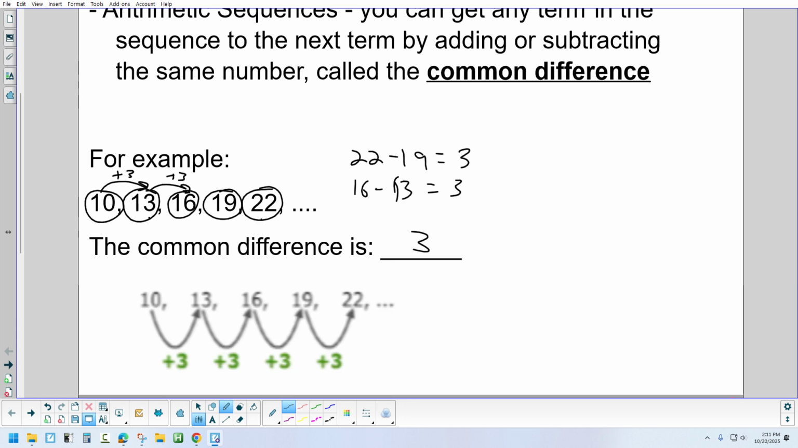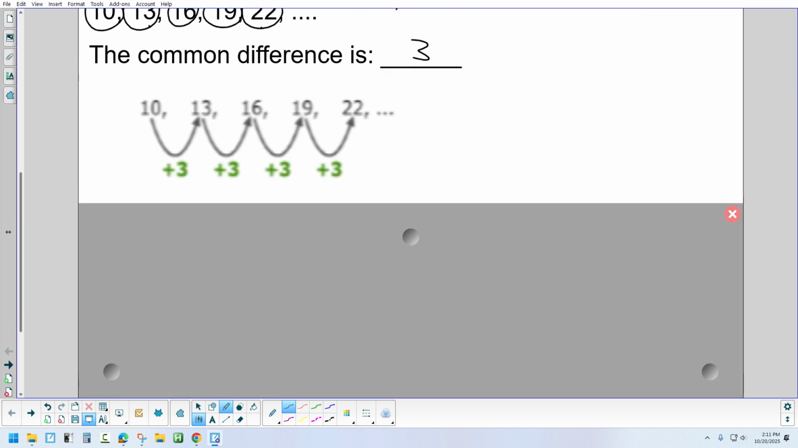Any question on that pattern of adding 3 each time? Can you just wait for one person to come back? Okay, as soon as one person comes back.